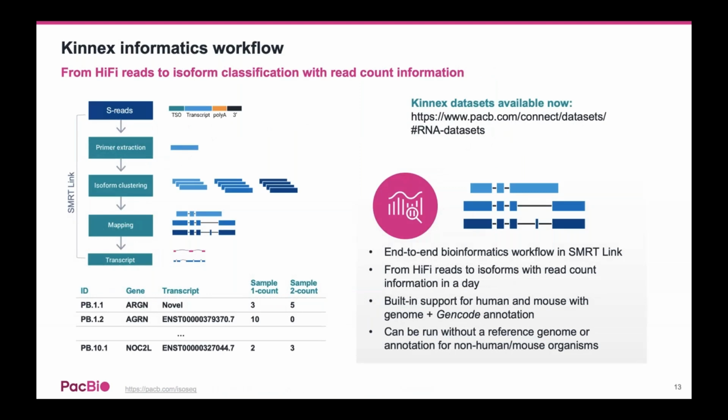I'll mention very briefly that for analysis, an end-to-end bioinformatics workflow is available on SMRT Link. There's built-in support for human and mouse genomes with GENCODE annotation available, or you can run the workflow without a reference genome for model organisms. At the end of this pipeline, gene and isoform count matrices are produced, which can be used with common third-party bioinformatics tools. And we have an app note, again, in the handouts describing such compatible tools.